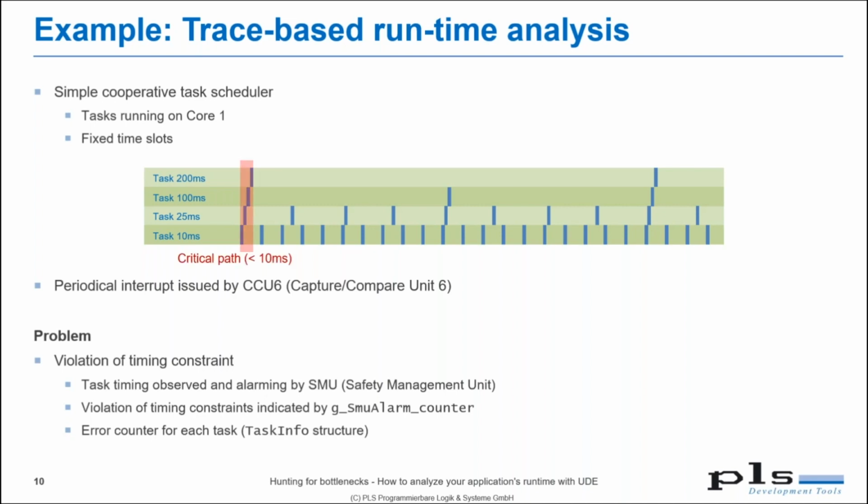So we have a critical path here. That is when all the tasks have to be executed in the time slot. And for this, we have a 10 millisecond execution time that must not be exceeded. There's also a periodic interrupt that is issued by the Capture Compare Unit 6 of the Aurix, which is also handled by Core 1, and we will see what happens.